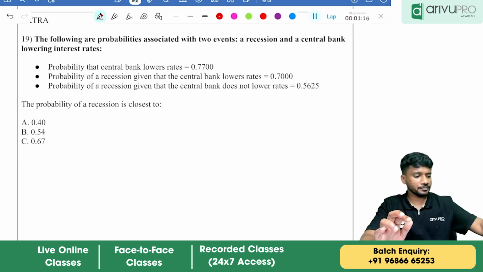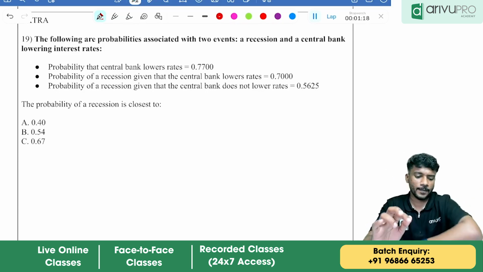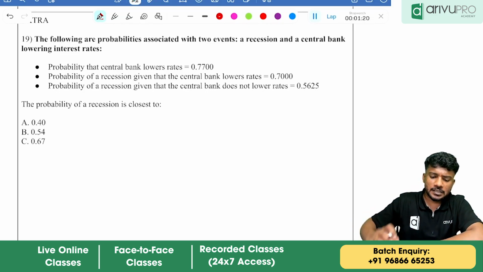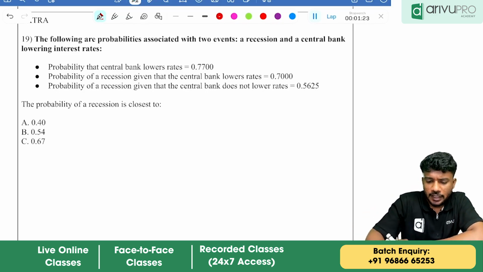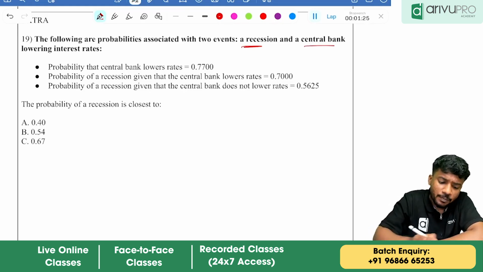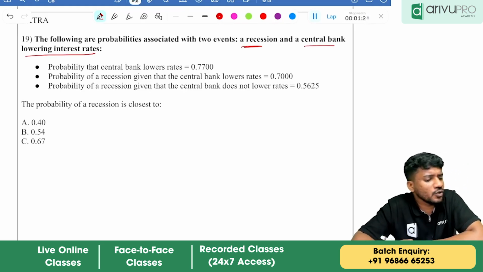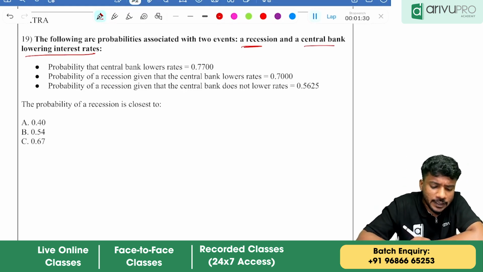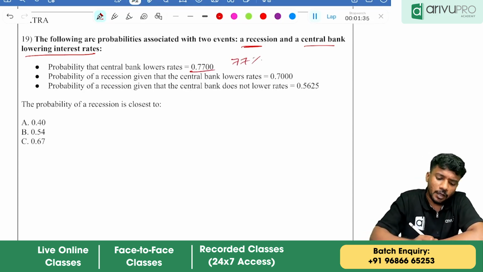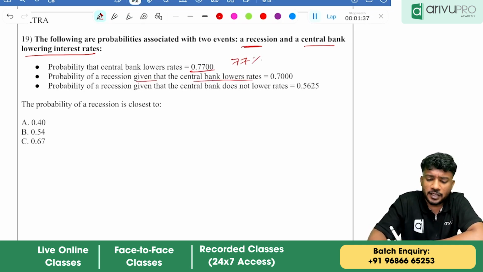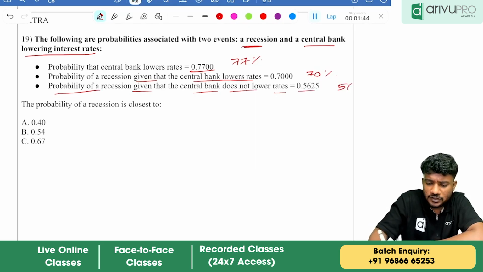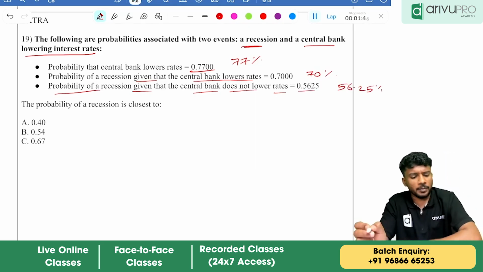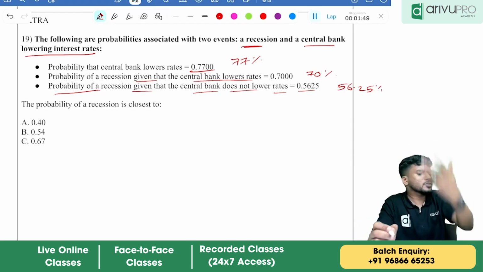Got it? The following are probabilities associated with two events: a recession and a central bank lowering interest rate. Probability that the central bank lowers the interest rate is 77%. Probability of recession given the central bank will lower the rate is 70%. Probability of recession given that the central bank does not lower the rate is 56.25%. Probability of a recession is close to how much is the question.